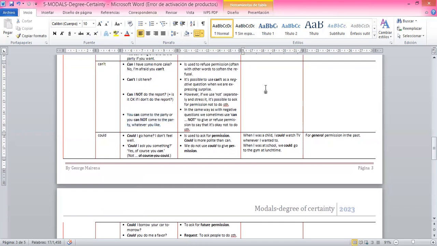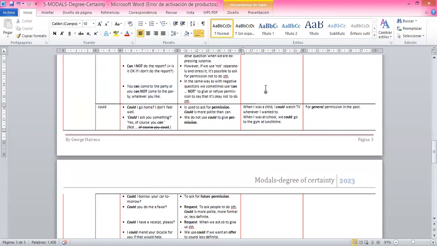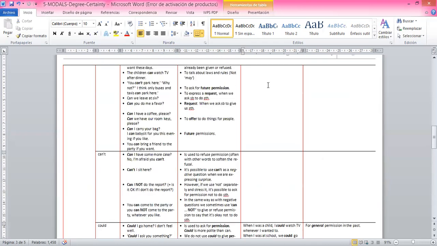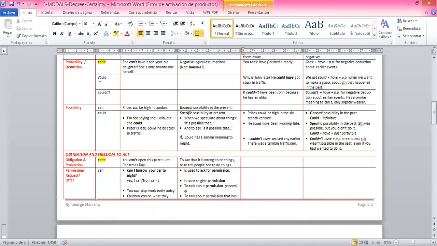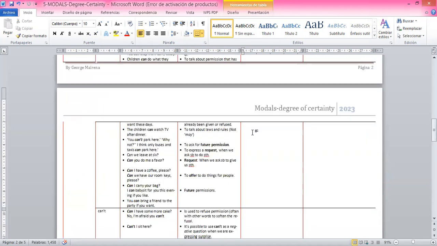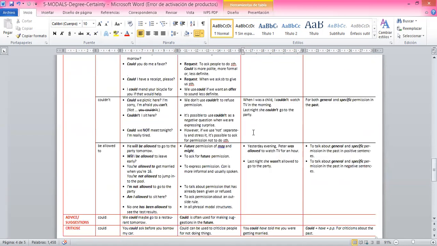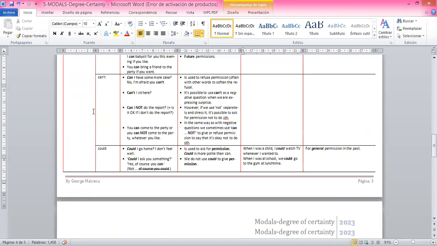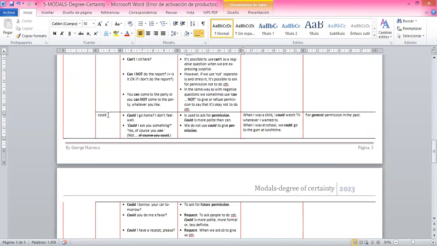Everything's clear? Okay, let's see "could". As I told you at the beginning, when we talk about deduction of probability, "could" must be worked or can be worked in the past. But when we talk about possibility or permission, we can use "could" instead of "can". We can use "could" in the present when you want to be polite, okay?